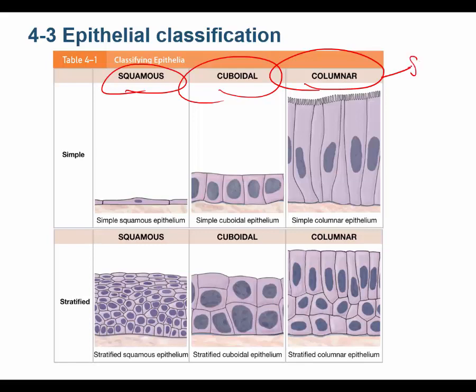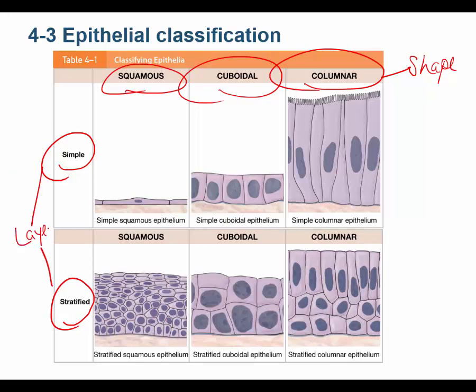So this is all shape. And then we classify it by how many layers it has. If it has one layer, it's said to be simple. And if it has more than one layer, it's said to be stratified. So this is layers right here.